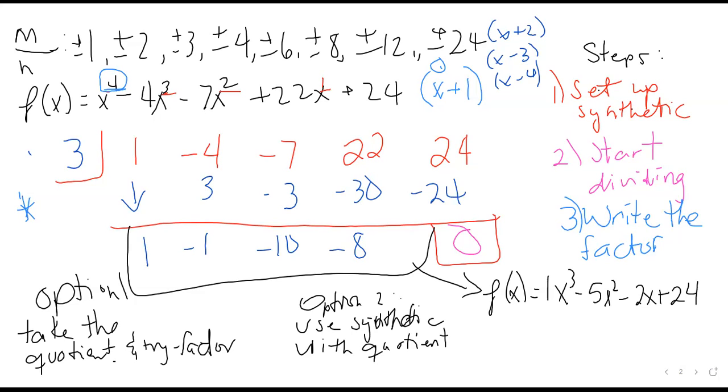I'll just quickly go through it. I brought down the 1. 1 times 3 gave me that 3. Negative 4 plus 3 is the same thing as saying 4 minus 3, but I keep the sign of my larger number, so negative 1. Negative 1 times 3 was negative 3. Negative 7 minus 3, just the addition, keeping that negative, so a negative 10. Negative 10 times 3 is a negative 30. 22 plus negative 30 is the same thing as saying 30 minus 22, keeping the sign, and that gives me a negative 8. Negative 8 times 3 is a negative 24. When I combine that, that's going to give me that 0, okay? So we see that? Does that make sense?